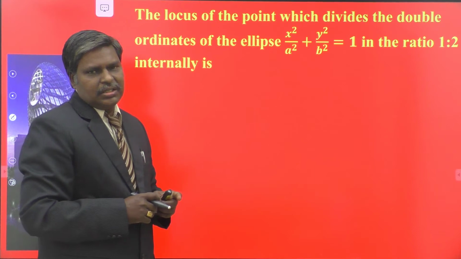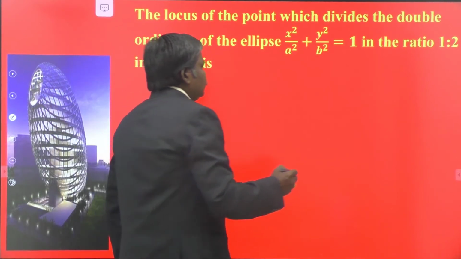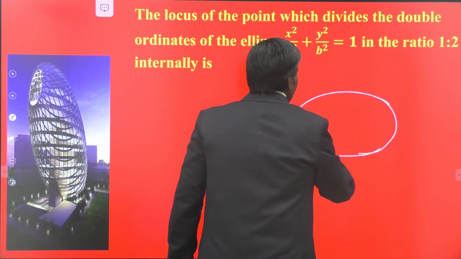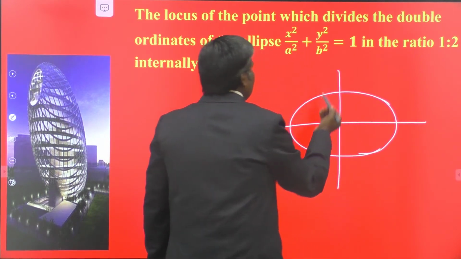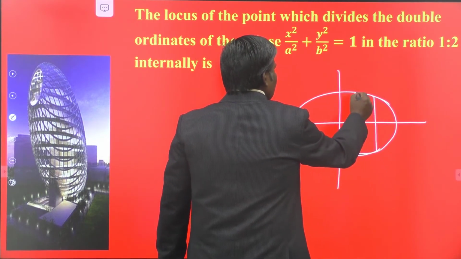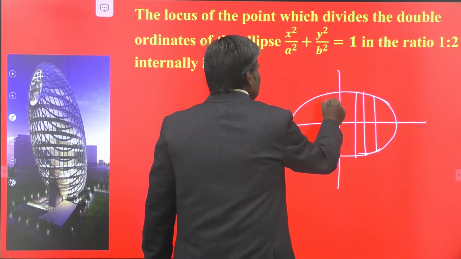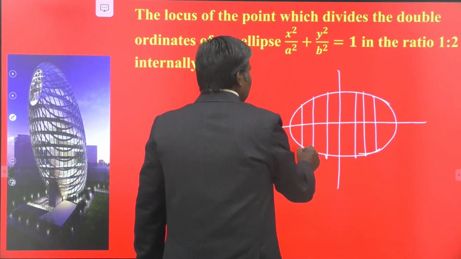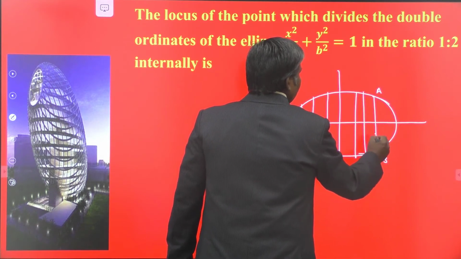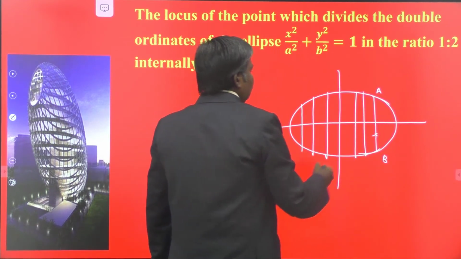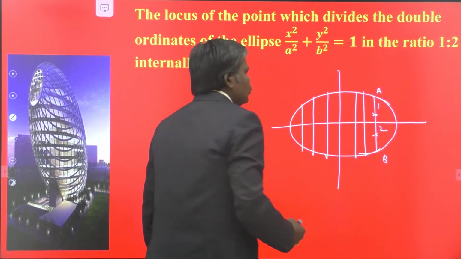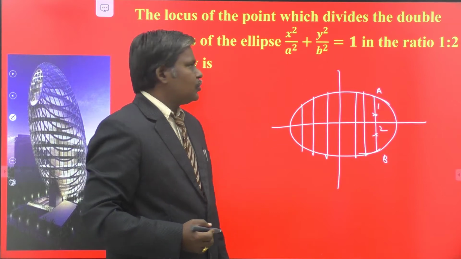Internally is what? So this is the ellipse x square by a square plus y square by b square equal to 1. For our convenience, you may take a greater than b. These are all double ordinates. You can draw infinite number of double ordinates to this ellipse. So one of the double ordinates is say AB. We have to find the locus of the trisection point, that is 2:1 or 1:2, but particularly they have given you 1:2. Your ratio is 1:2.